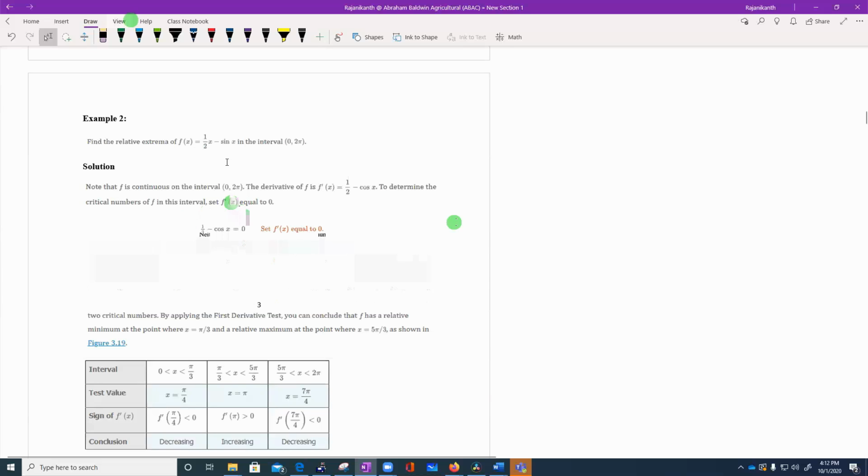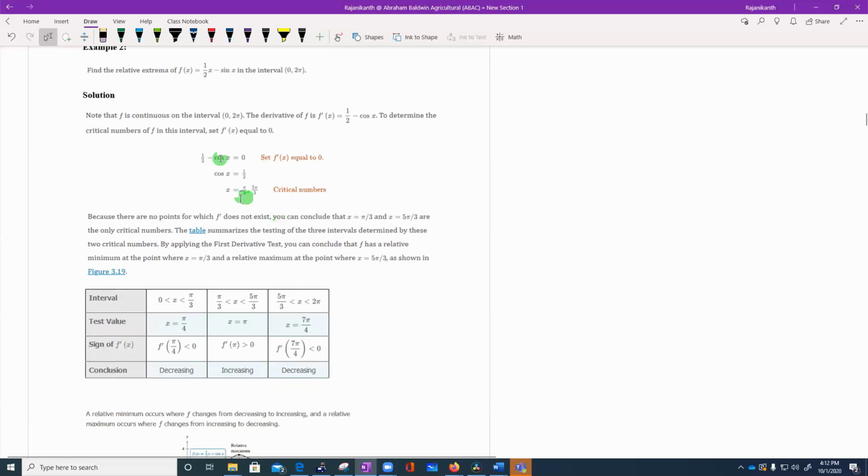So we take the first derivative of this function, right? The first derivative of half x is just half, and sine becomes cosine. Setting it to zero, you are solving for possible x values. Remember, we are interested in this interval 0 to 2 pi. So we know how to solve the trigonometric equations. So cosine x would be half in this interval 0 to 2 pi. Of course, the possible values of x are pi over 3 and 5 pi over 3. So these are the critical numbers.